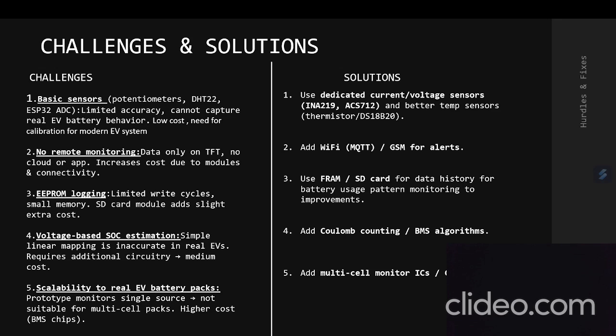So the solution is that if we use dedicated current sensors and voltage sensors, then the temperature sensor can be replaced by a thermistor or DS18B20 module. And then we can use GSM for alerts and MQTT over Wi-Fi to connect it with a cloud app, and use FRAM or an SD card for data history for better usage pattern monitoring. We can also add Coulomb counting or a BMS algorithm, and multi-cell monitor ICs can be used.